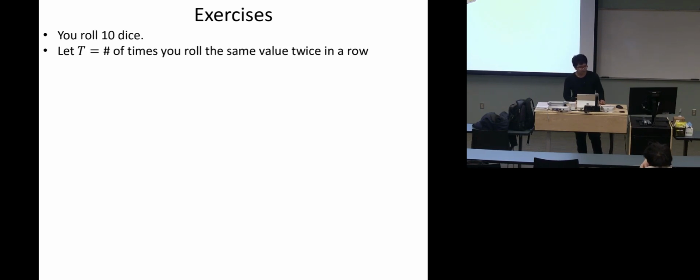So let's try to do some exercise. Suppose you have 10 dice, and let me say that T counts the number of times that you roll the same value twice in a row. Just you have rolled 10 dice 10 times, and you want to count how many times you roll the same value twice in a row. Okay. So what is the expectation of T, right?